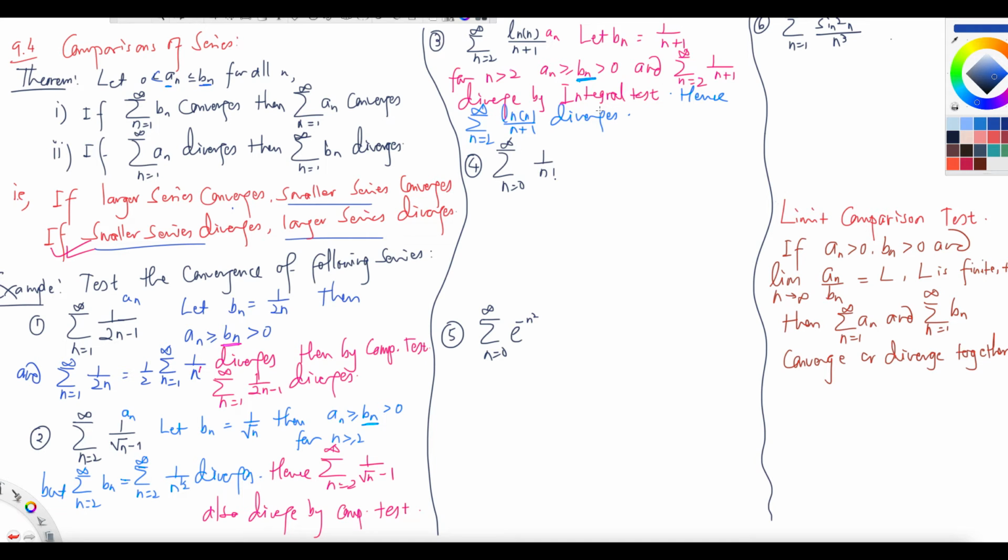Let us do example number 4. In example number 4 you have the summation n equals 0 to infinity, 1 over n factorial. What are the terms? It is 1 over 0 factorial, which is 1, plus 1 over 1 factorial, another 1, plus 1 over 2 factorial, which is 1 over 2, plus 1 over 3 factorial, which is 1 over 6, plus 1 over 4 factorial, which is 1 over 24, and so on. This is what this series looks like.